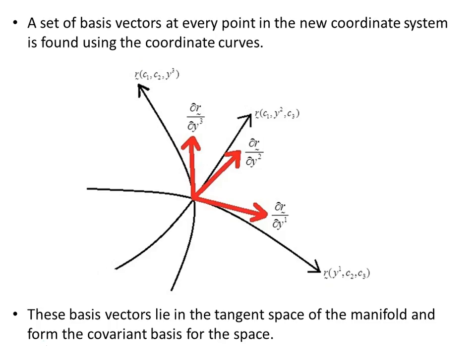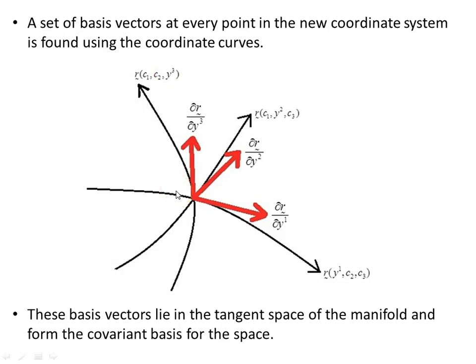So a set of basis vectors at every point in the new coordinate system is found using the coordinate curves. So at every point on this manifold, we can form a set of basis vectors. We're in 3 space, so we'll form 3 of them. Our first coordinate curve is this one here. That's where we varied y1 but held y2 and y3 constant. The other coordinate curve is this one here. y2 is varied, the others are held constant. And the third coordinate curve is this one here, where y1 and y2 are constant, and y3 is allowed to vary.